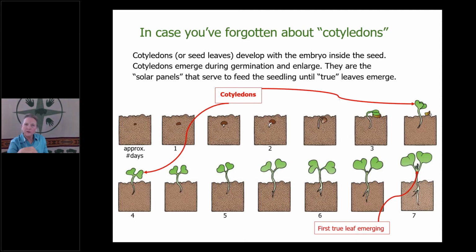In case you've forgotten your plant biology a little bit, just a little bit about cotyledons. Cotyledons are also referred to as seed leaves, and they actually develop with the embryo inside the seed, and then they emerge. They're one of the first things that you see emerging after the little initial embryonic stem, or hypocotyl. These solar panels that are cotyledons unfurl, and that's how the seedling is able to get the energy it needs to continue to grow and develop.